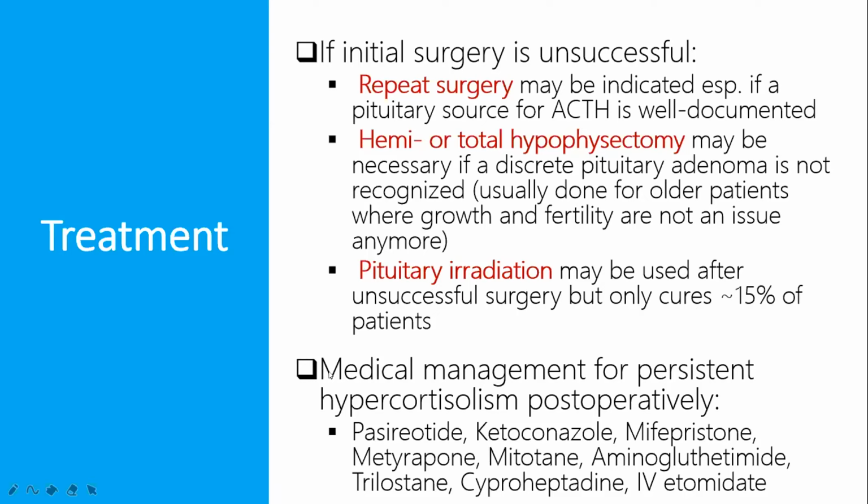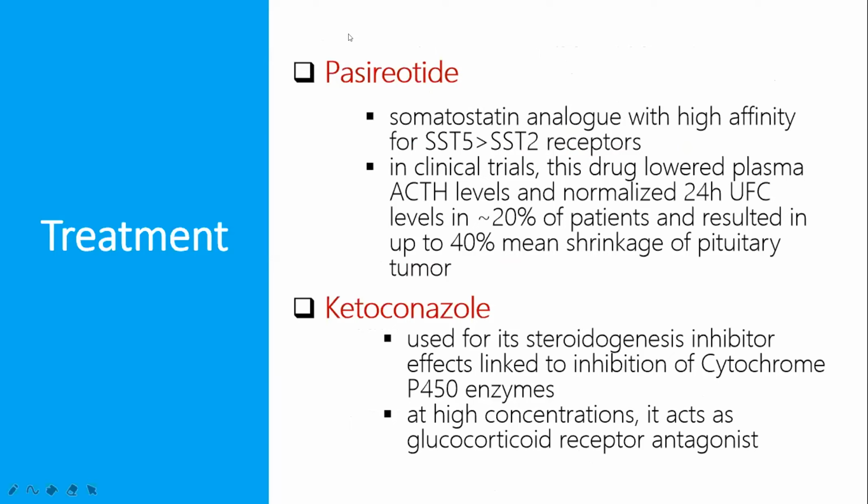Now, other options would be medical management for persistent hypercortisolism post-operatively in the form of pasireotide, ketoconazole, mifepristone, metirapone, mitotane, and other drugs. So first, we have pasireotide, which is a somatostatin analog with high affinity for somatostatin 5, more than somatostatin 2 receptors. In clinical trials, this drug has been found to lower plasma ACTH levels and normalize 24-hour urinary cortisol levels in 20% of patients and resulted in up to 40% mean shrinkage of the pituitary tumor.